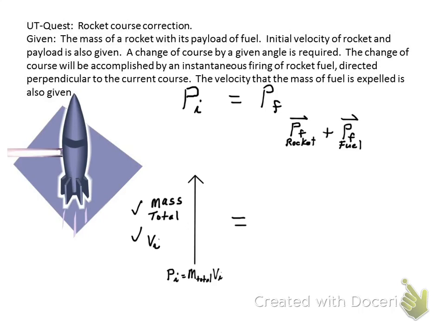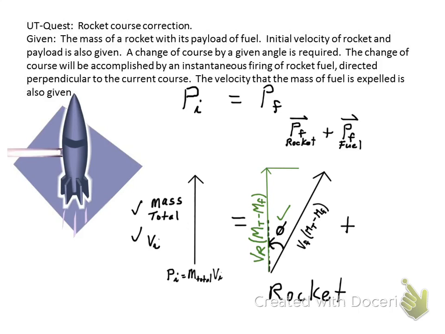All right, well, let's look at the rocket momentum vector. It's V final. It's lost some mass, and so it's going to go off at an angle. So we really don't know a whole lot about this, except for this angle. Now I'm going to take this vector and break it into components because I need to add it to the momentum vector of the fuel. All right, now let's take a look at the momentum vector of the fuel.